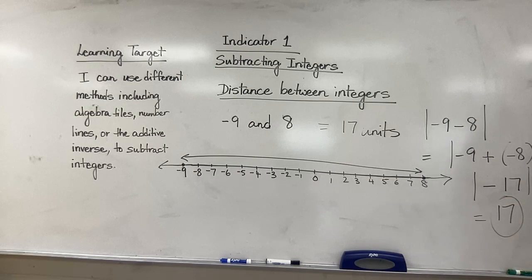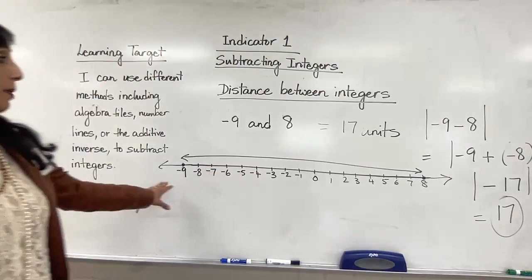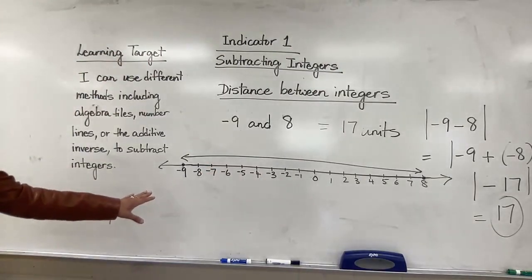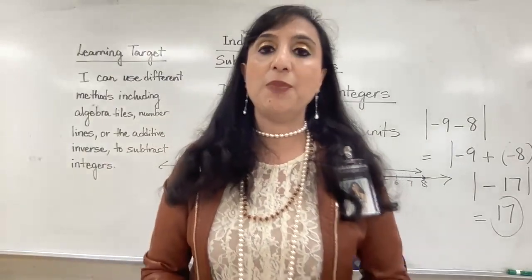So either you put it on a number line, or you can find the absolute value of the difference of these integers, and that gives you the distance between integers.